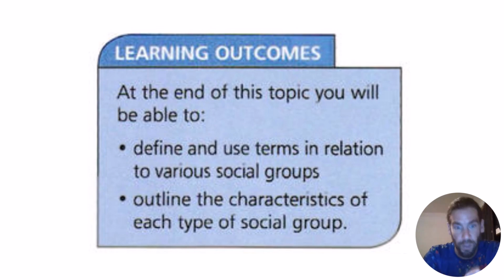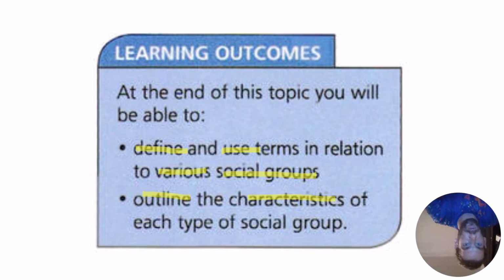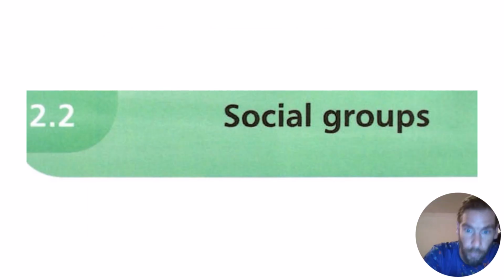Okay, so we've seen we can now define those three groups: interest groups, peer groups, and pressure groups, and we can use those terms in relation to various social groups, and we can outline them and their characteristics. And we were talking about chapter 2, paragraph 2, social groups.